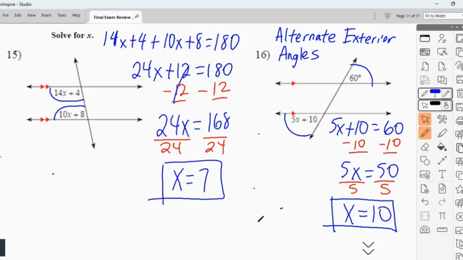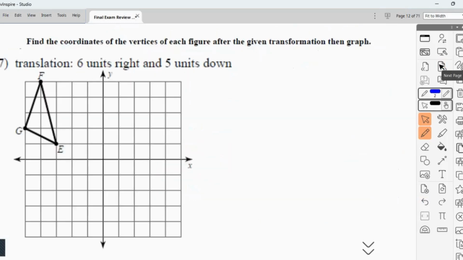So we got 15 and 16. We're moving on to the next ones. Coordinates of the vertices of the figure. Let's find the coordinates of the vertices of each figure after the given transformation. Then graph. First of all, we've got to find the coordinates for the figure itself. So let's see what's going on here.